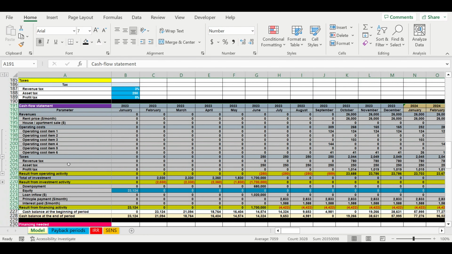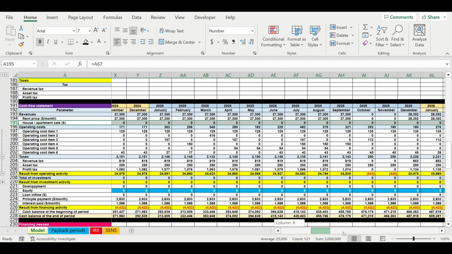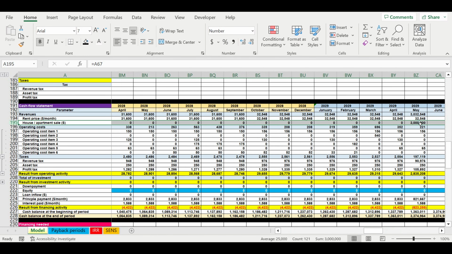So cash flow statement is the main statement where everything is shown. If you want to get acquainted with your business idea, you will be 100% looking at your cash flow statement. So these are the revenues consisting of rent plus revenue from selling the real estate properties somewhere in the future, for example here. Then we have operating costs, taxes. Then we calculate the operating profit, the result from operating activity.